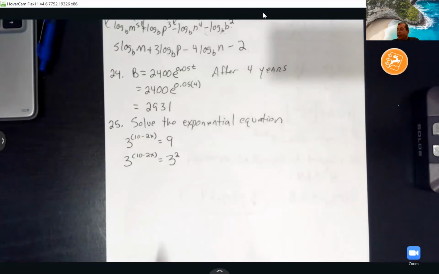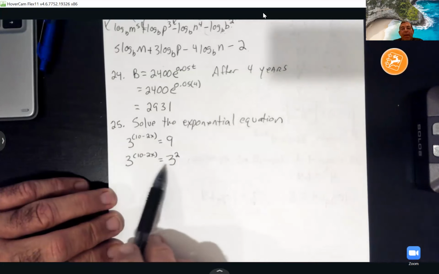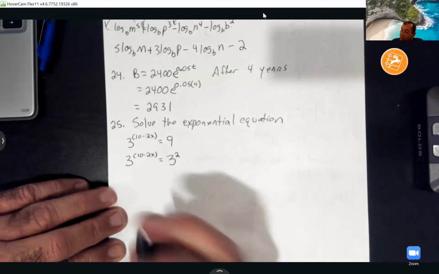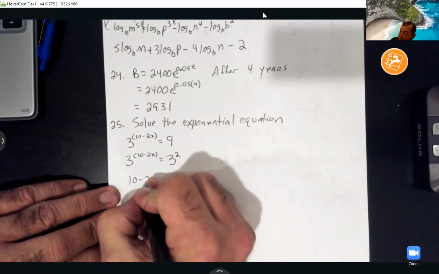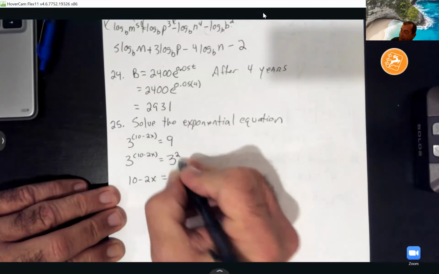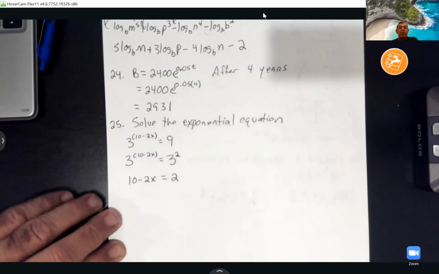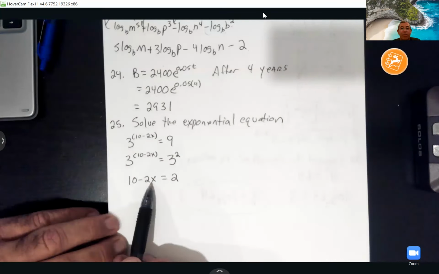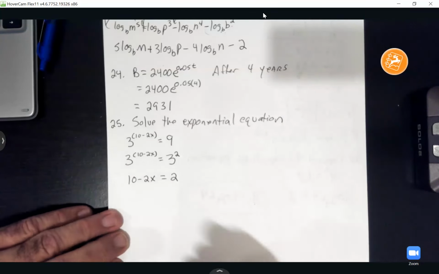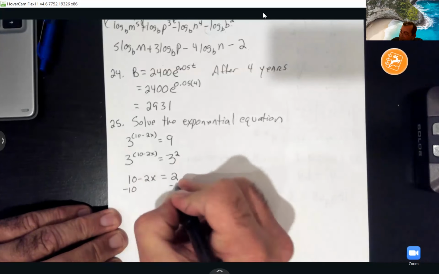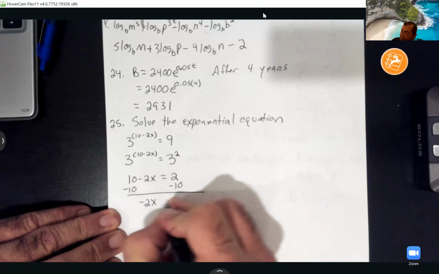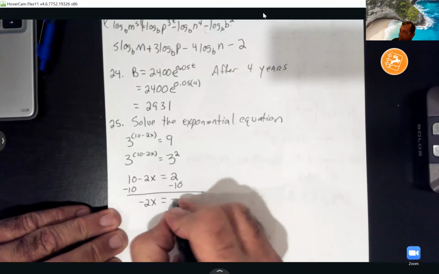There you go. So you're going to rewrite them using the same base. That way we know this exponent equals that exponent. So 10 minus 2x has to equal that exponent of 2. All right, y'all, so solve it and we'll be done. What are y'all doing to solve that? Minus 10 on both sides. So negative 2x is negative 8.